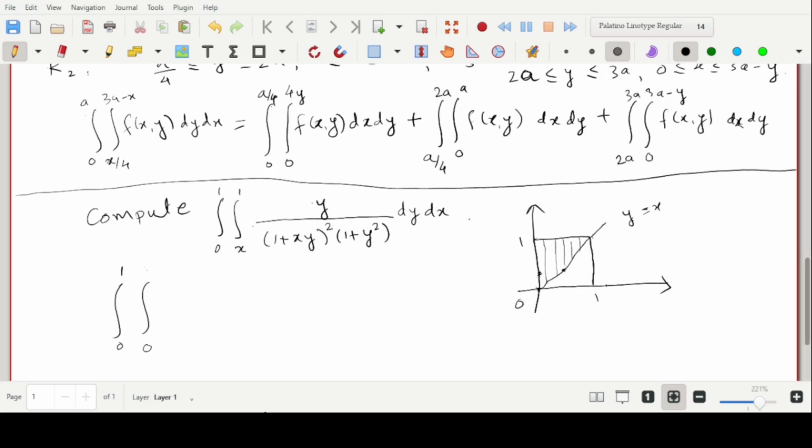Remember that don't write this as 0 to x. The y and x are equal on this line, so you can be tempted to write 0 to x, but we don't want that because we want to express x as a function of y. Always when we are integrating with respect to x, the limit should be in terms of y, and when we are integrating with respect to y, the limit should be in terms of x.